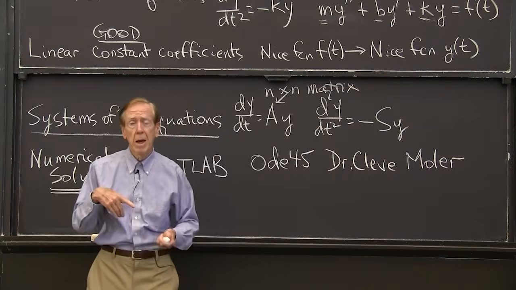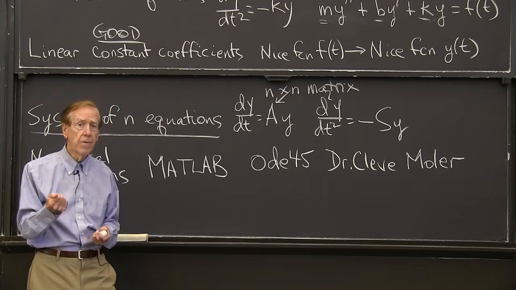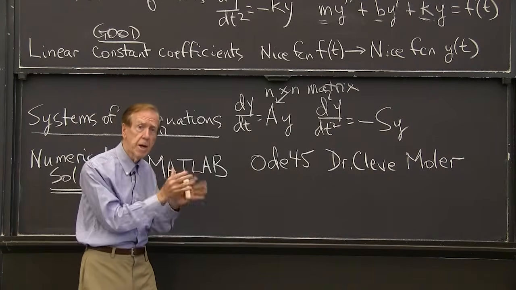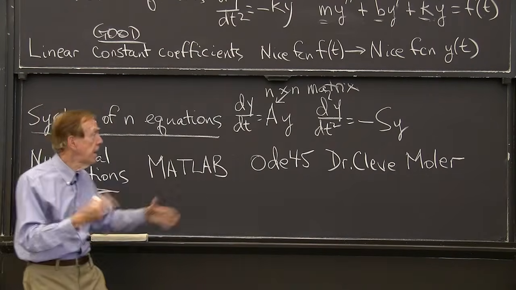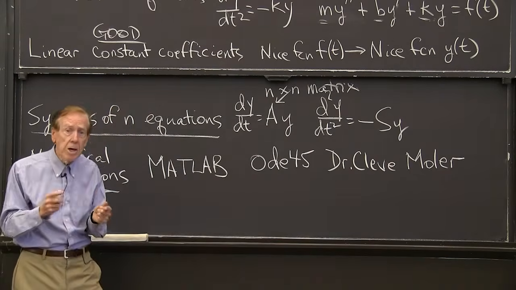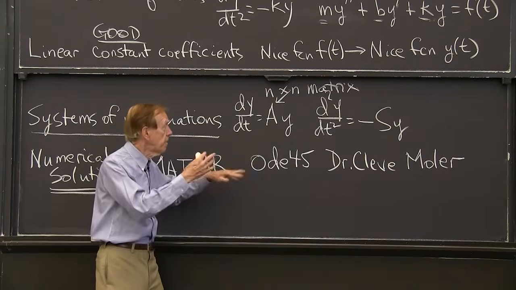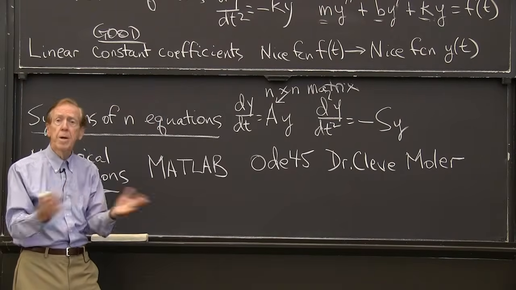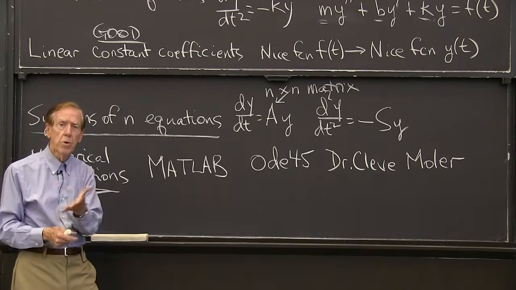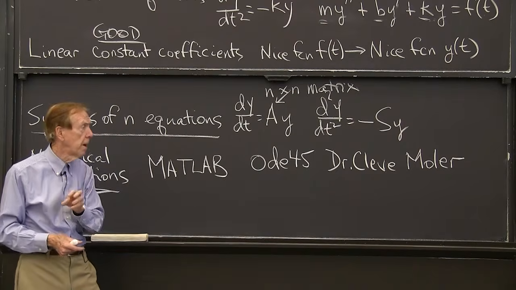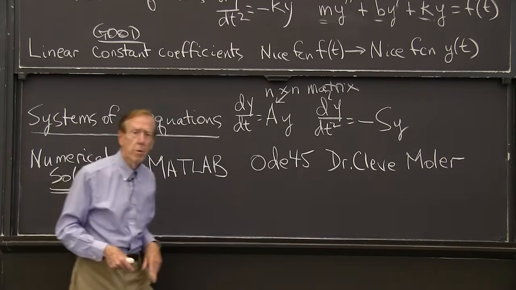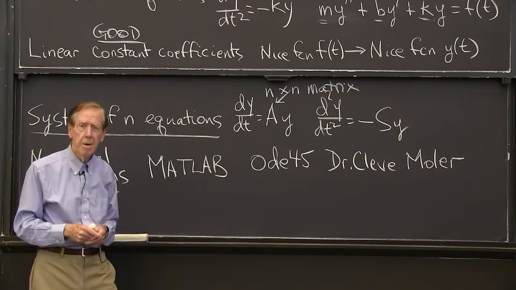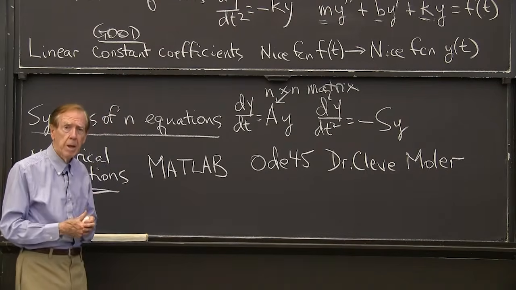And that will bring in the idea of eigenvalues and eigenvectors. Eigenvalues and eigenvectors is a key bit of linear algebra that makes these problems simple, because it turns this coupled problem into n uncoupled problems, n first-order equations that we can solve separately, or n second-order equations that we can solve separately. That's the goal with matrices, is to uncouple them.